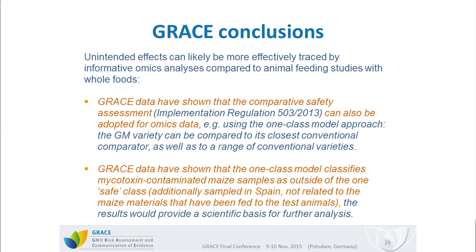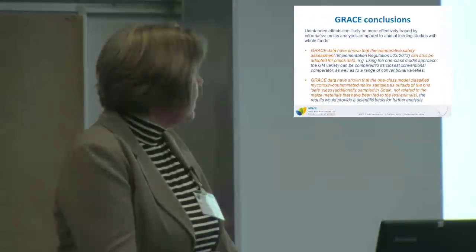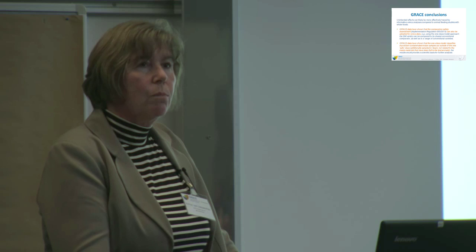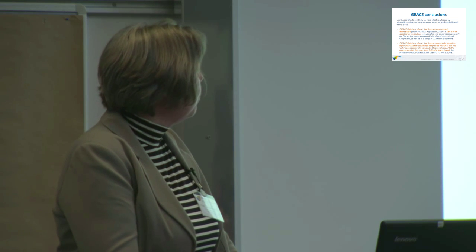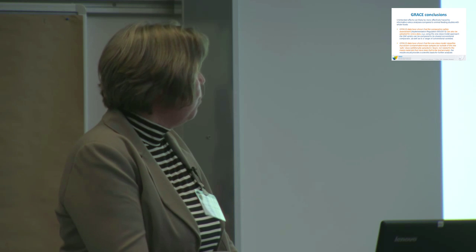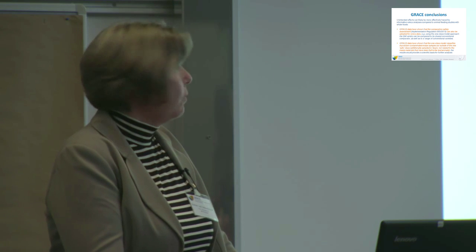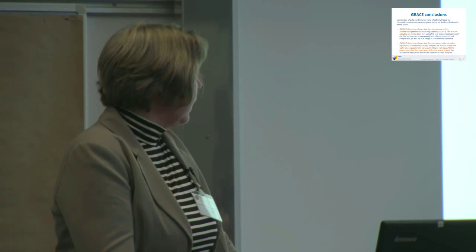And there you can, for instance, use the one-class model. And this means that in practice you can make the direct comparison between the GM variety and the conventional control plant, but in the same way you can also make the comparison to a whole range of conventional varieties.